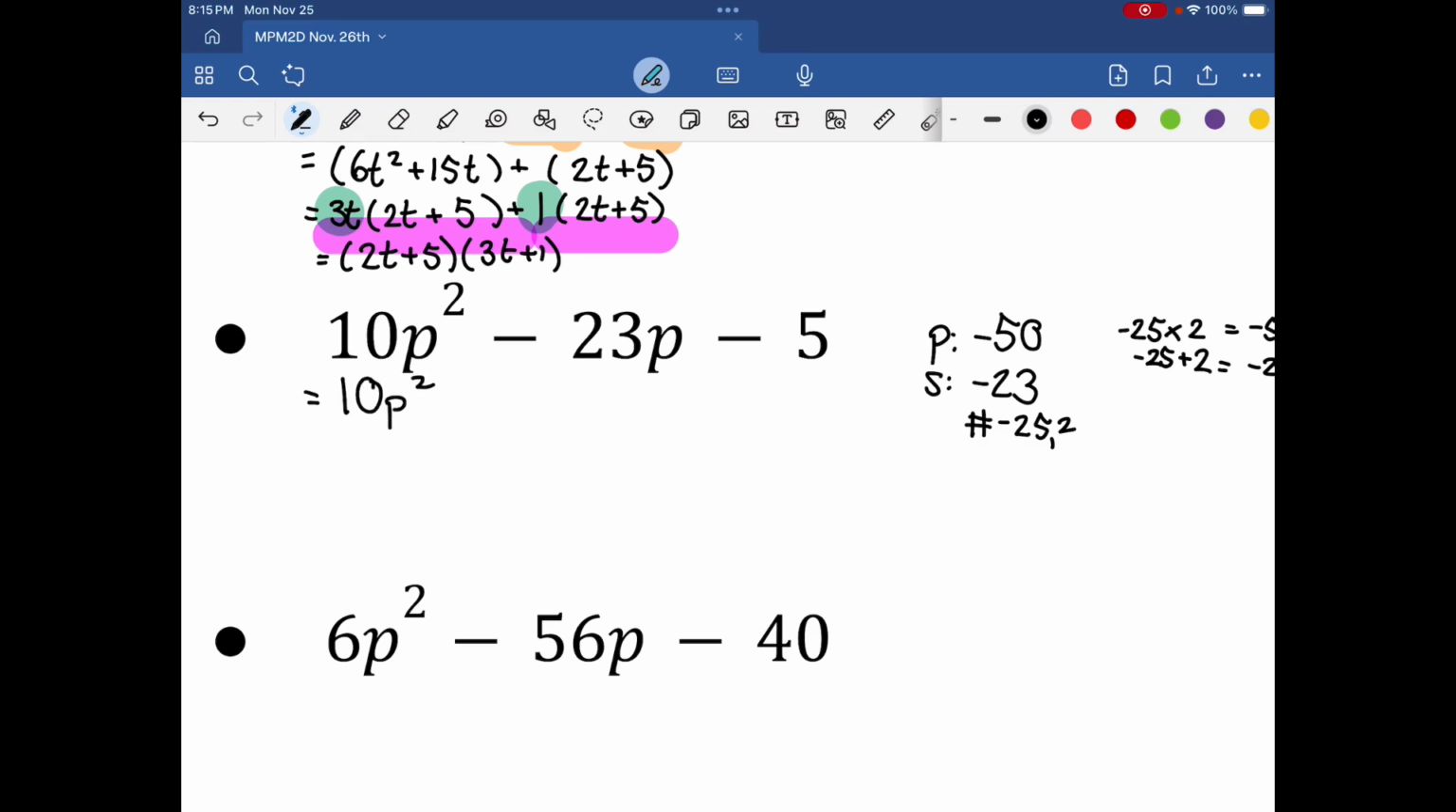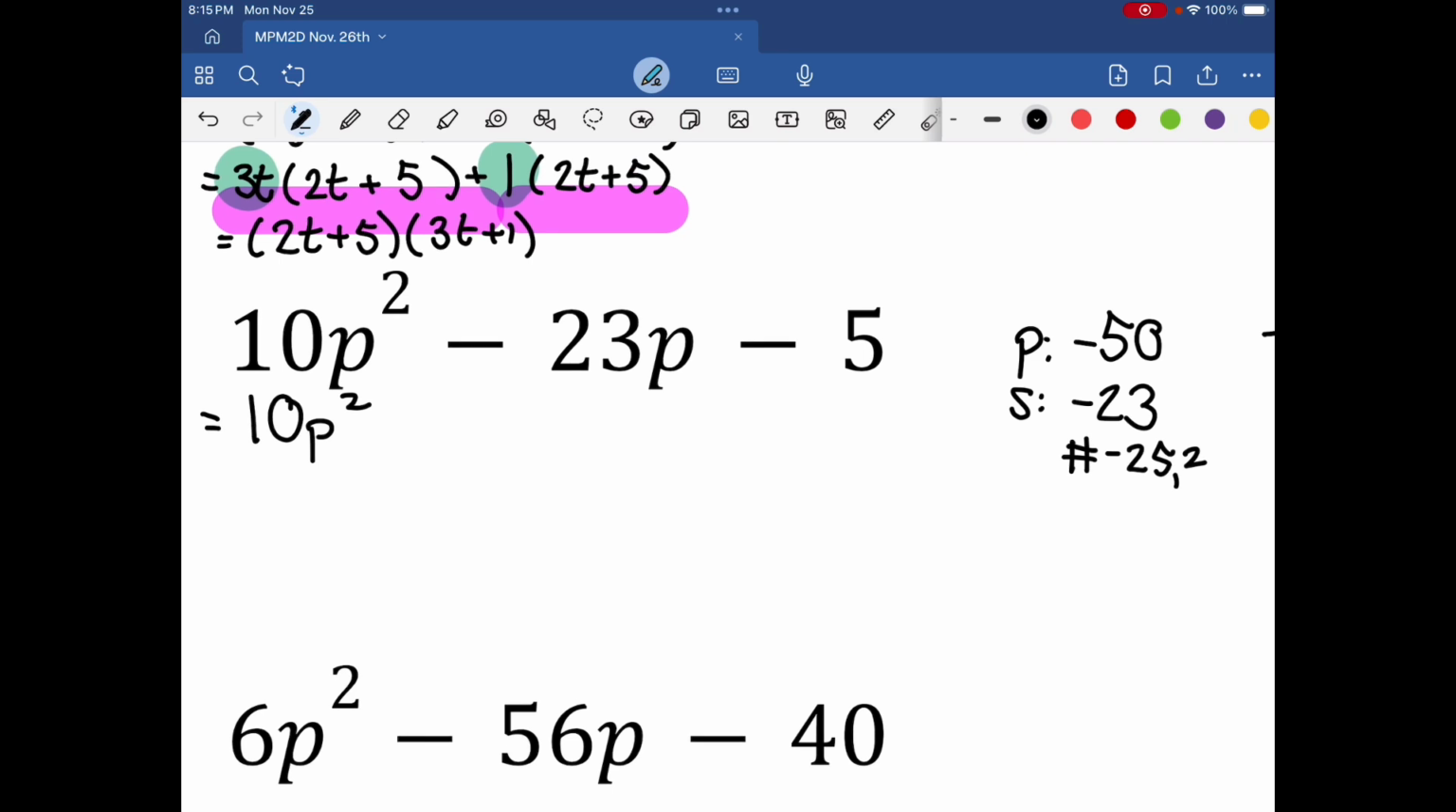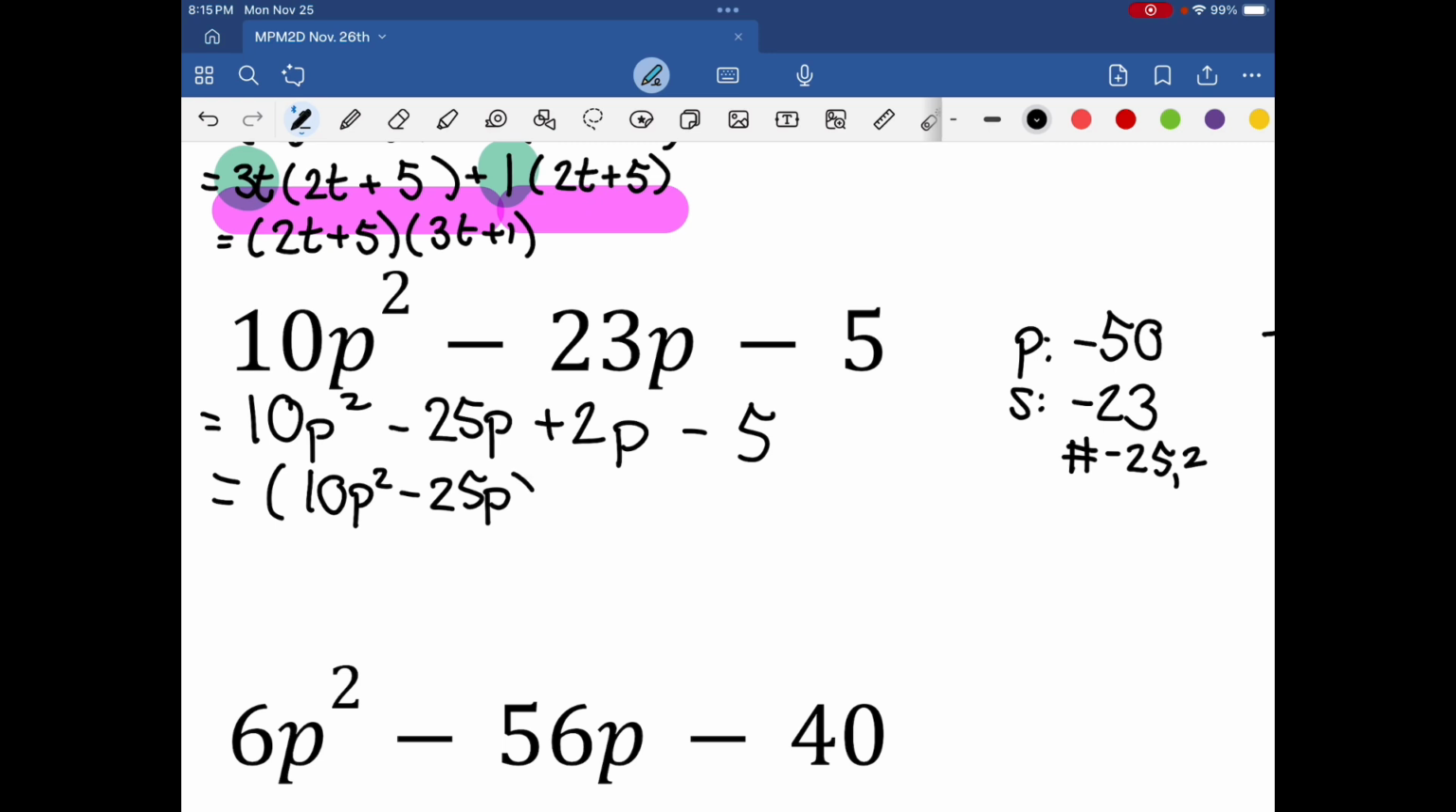10p squared, splitting my middle term to be negative 23p into negative 25p plus 2p. Sorry. 10p squared minus 25p plus 2p minus 5, grouping: 10p squared minus 25p, and 2p minus 5.